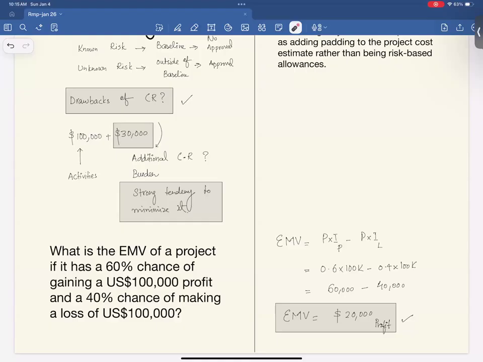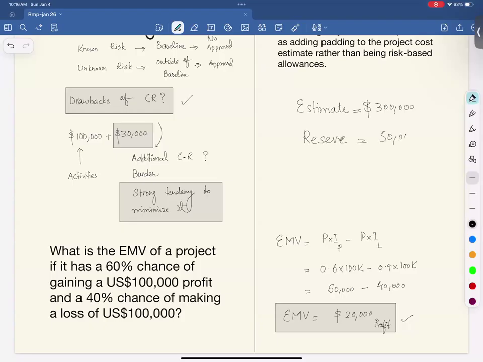If you just add, let's say you say, okay, this is my estimate. My estimate is, let's say, $300,000. And you say, okay, let's add reserve $50,000 without any calculation. This is what we call padding.